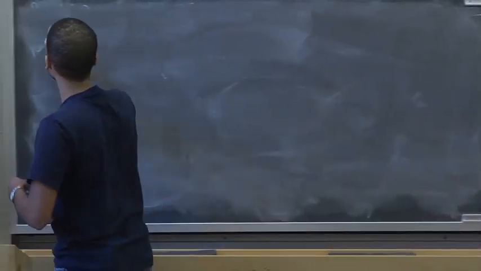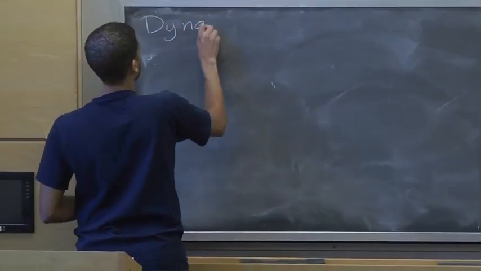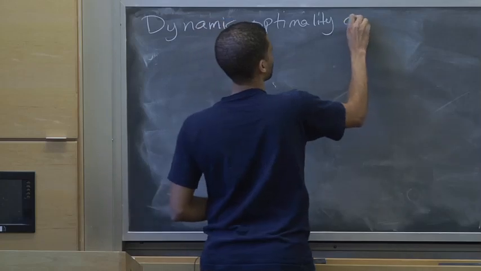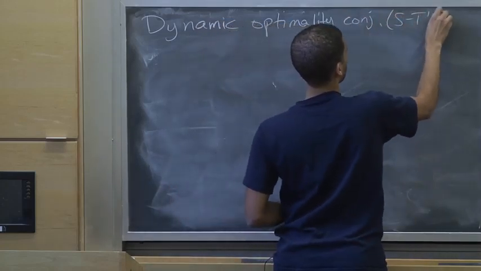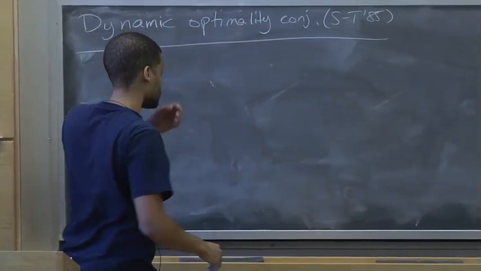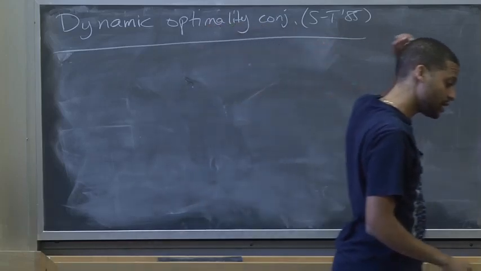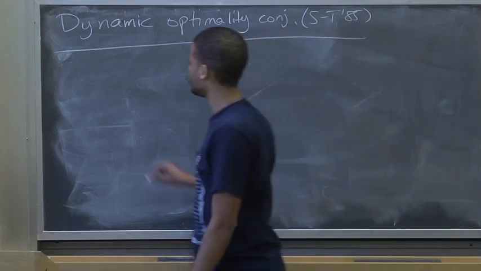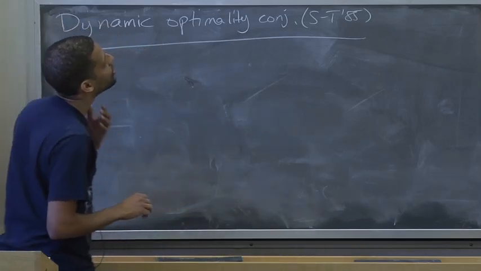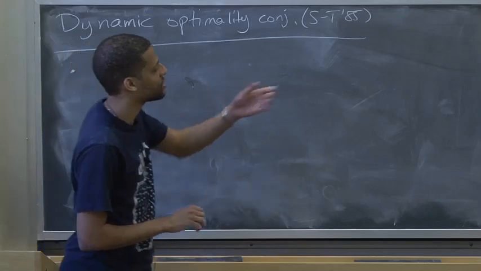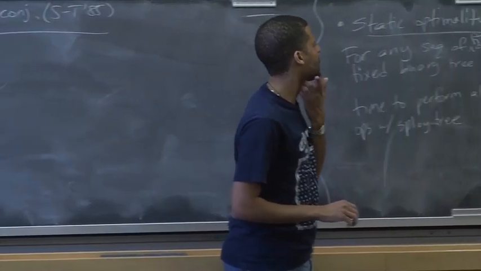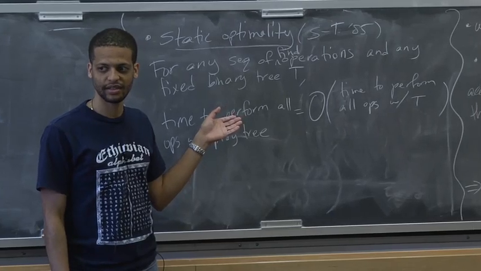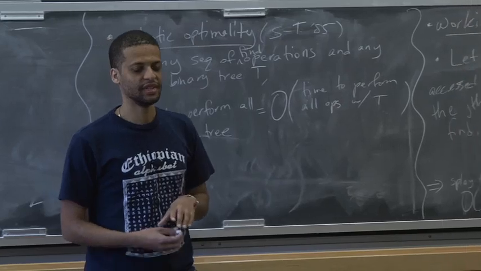So then there's something called the dynamic optimality conjecture. This was, I think, in the original paper itself, and it's been open ever since, which I guess is almost 30 years now. So what does it say? With static optimality, we're just comparing to a fixed tree. Dynamic optimality lets the tree change.